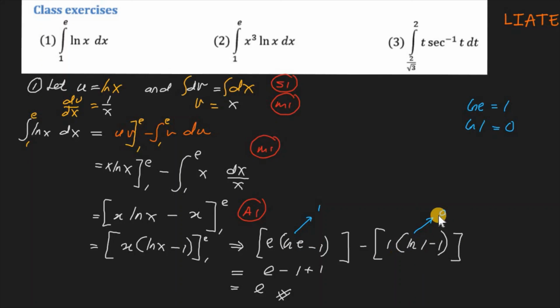Ln e is 1, ln 1 is 0, minus the lower boundary, replacing everything there, the x there as the values of 1, and simplify your answer. So there, 6 marks for this question. Check my work, I got e.